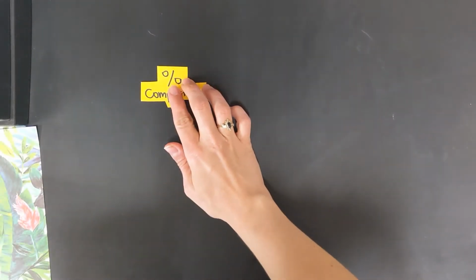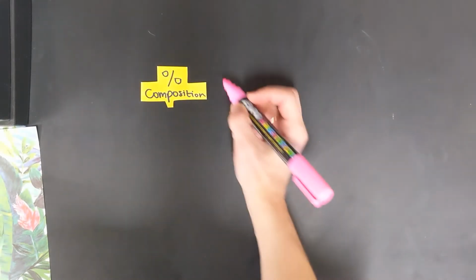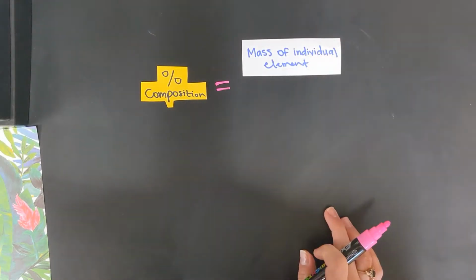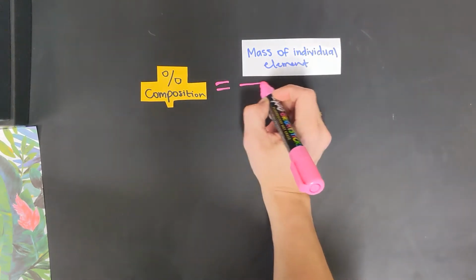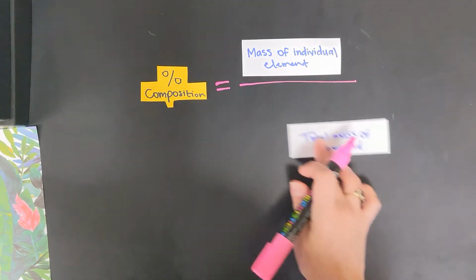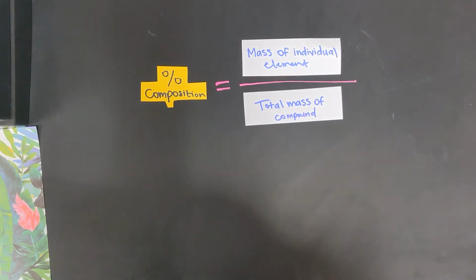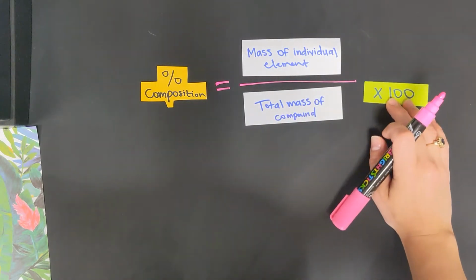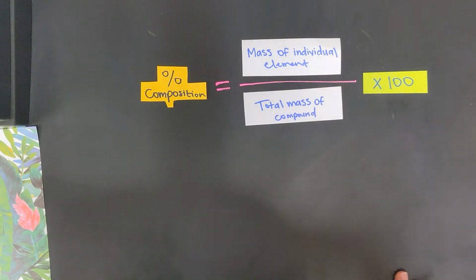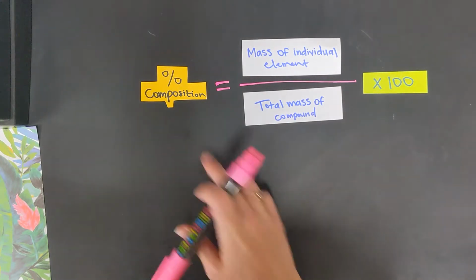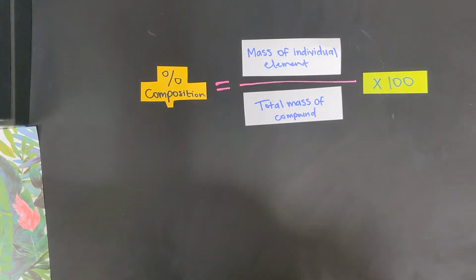So the percent composition is going to be equal to the mass of our individual element divided by the total mass of our compound. And after we've done that division, we're going to multiply our answer by 100 so we have a percent. So let's see what this looks like with an actual example.